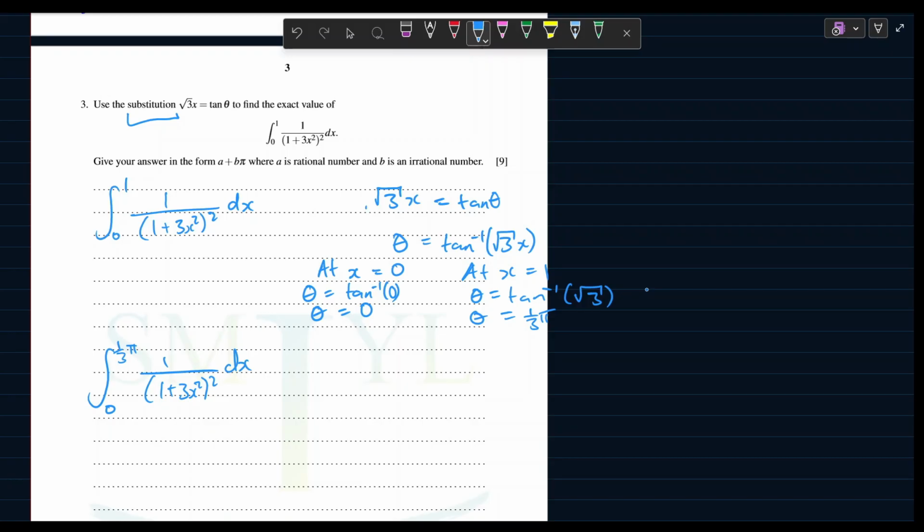The next thing you want to do is to differentiate your substitution. So we've got root 3x is equal to tan theta. We are going to differentiate this implicitly. So differentiate root 3x, you're going to get root 3. And if you differentiate tan theta, you're going to get sec squared theta. But remember, we're differentiating with respect to x, so this is going to be d theta dx. So be careful with that.